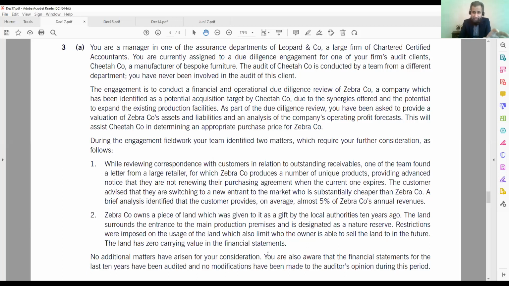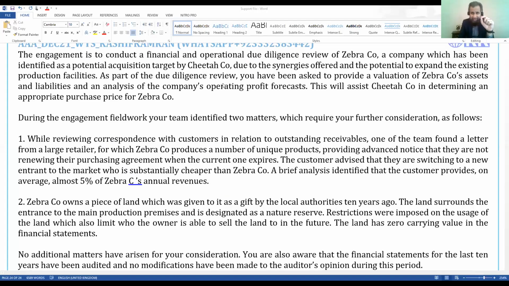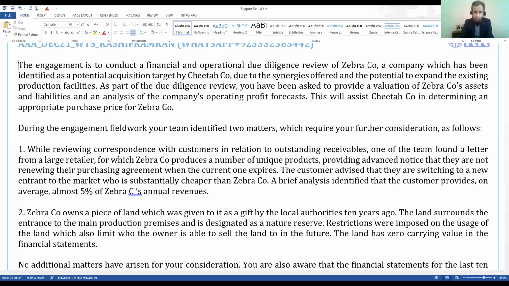Now, what I've done in the middle when you were reading it, I just took the question to my Word file. I hope you can see this on the Word file. Now, I'm discussing this with you. I just omitted the first paragraph, which was telling us about the audit firm. The name of the audit firm was Leopard Company. So I just ignored that, and we're just focusing on from para 2.